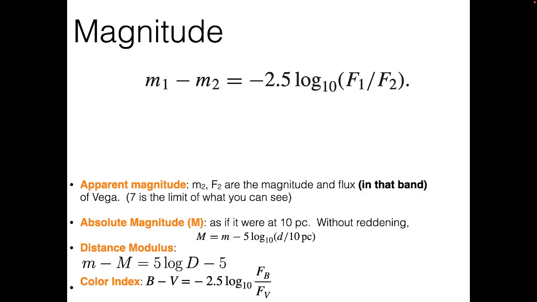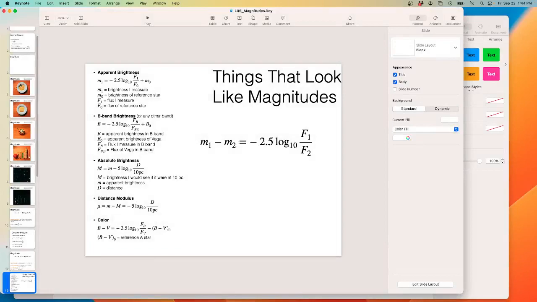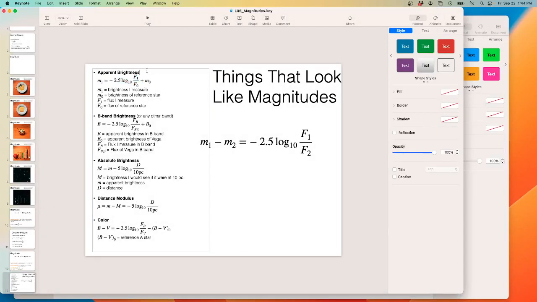The other thing we need to talk about is the color index. We'll talk about that today. So I got this big sheet here where I organize everything that looks like a magnitude. I think it's everything. There might be one that I'm missing. So the apparent brightness is what you actually measure with the telescope. The B band brightness is just like the apparent brightness, but only for the B flux. I'll come back to that in a second. The absolute brightness is not something that you can measure, so writing it down this way doesn't really do you a lot of good, unless that's the thing that you're asked for.